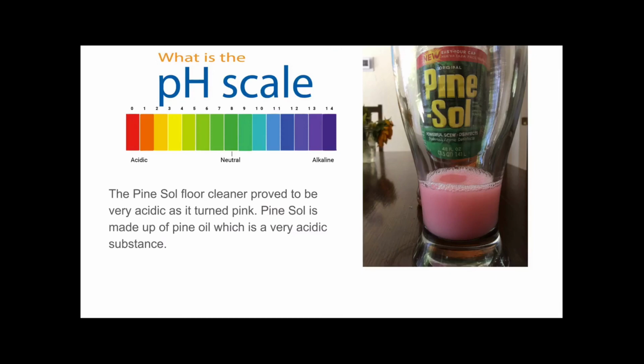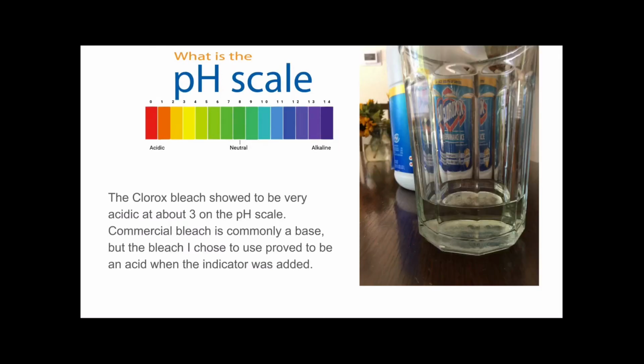The pine sol floor cleaner proved to be very acidic as it turned pink. Pine sol is made up of pine oil, which is a very acidic substance. The Clorox bleach showed to be very acidic at about 3 on the pH scale. Commercial bleach is commonly a base, but the bleach I chose to use proved to be an acid when the indicator was added.